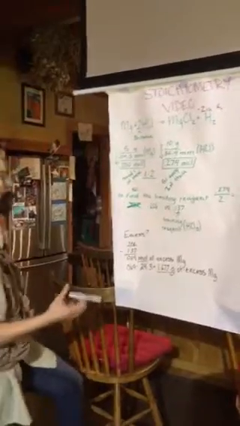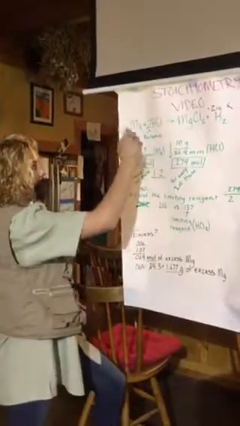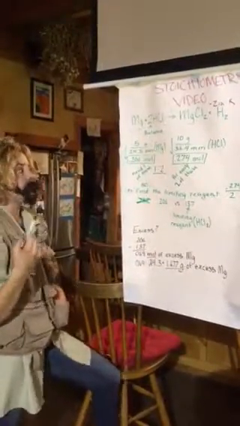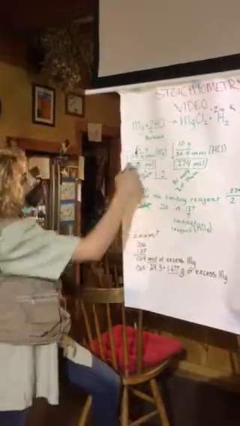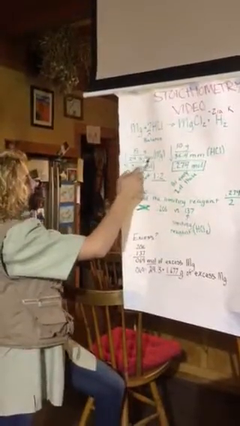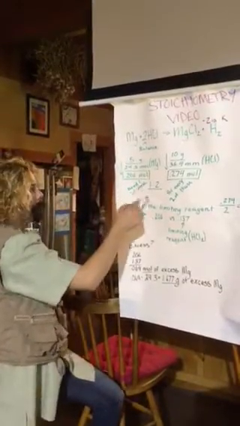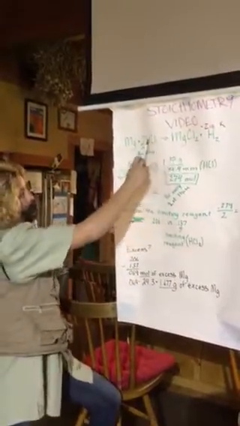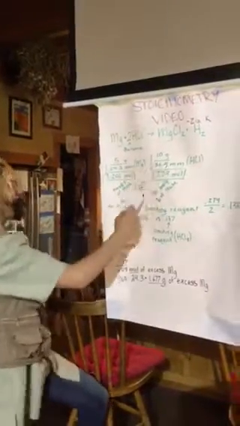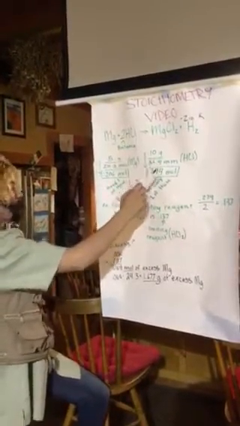Then we need to find the moles of the magnesium and the hydrochloric acid so that we can figure out which one is the limiting reagent. We divide 5 grams by the molar mass of magnesium, get 0.206 moles, and then we divide 10 grams of hydrochloric acid by the molar mass and get 0.274 moles.